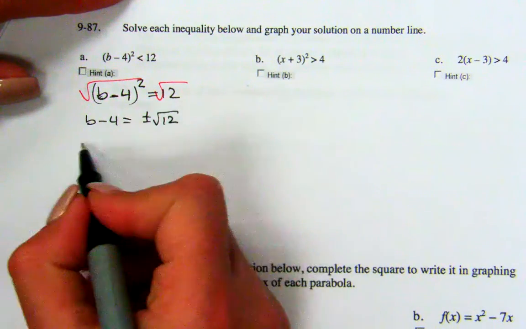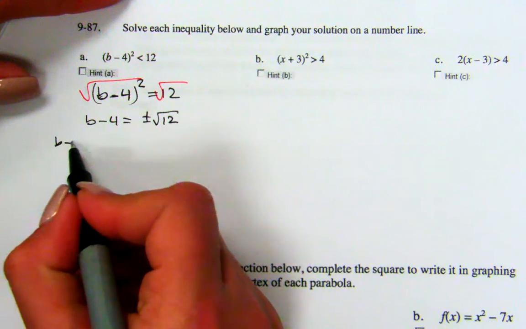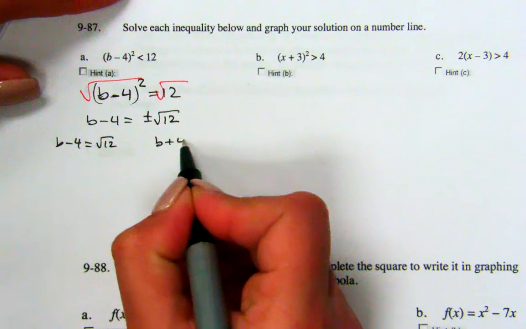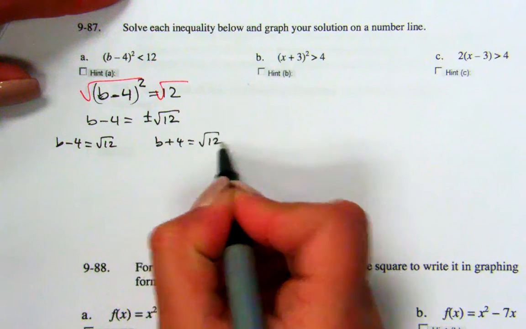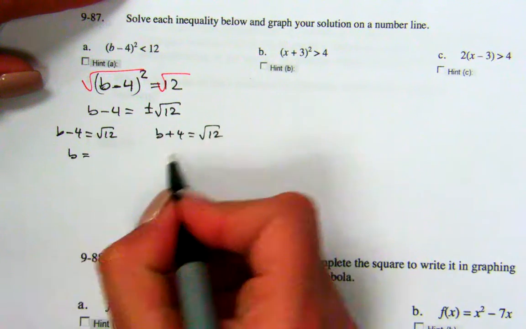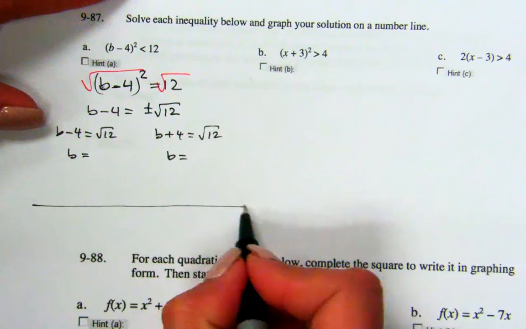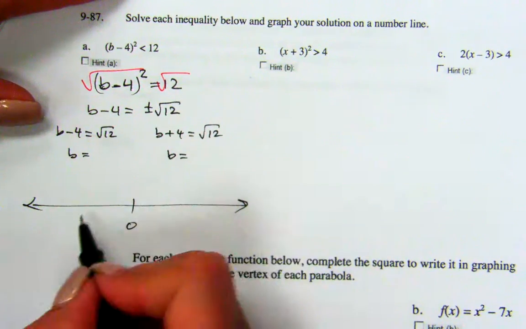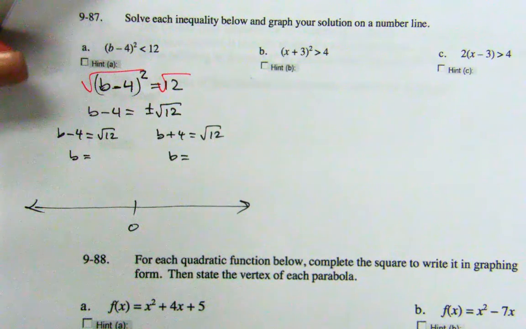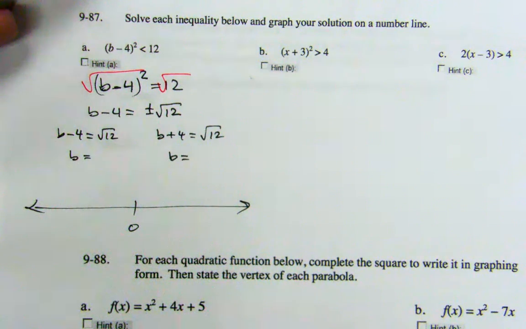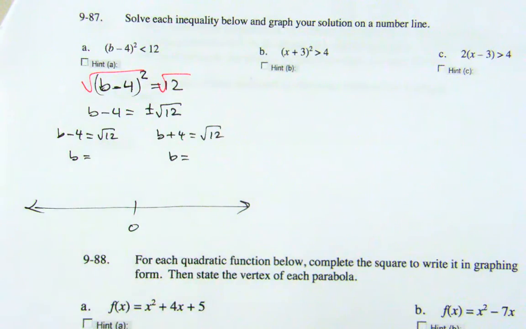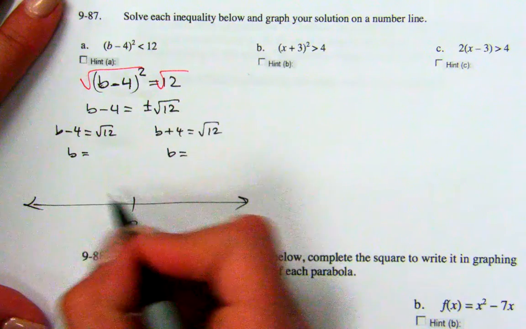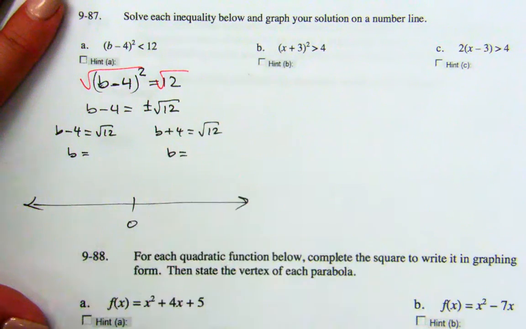And then you have b minus 4 equals the square root of 12, and b minus 4 equals negative the square root of 12. Okay, and that should give you two answers for b. And then on the number line, you need to put those two answers down. One of them is going to be, I'm pretty sure, positive. The other one's probably going to be negative. And you have open circles, so one of them is going to be an open circle, and the other one's going to be an open circle.